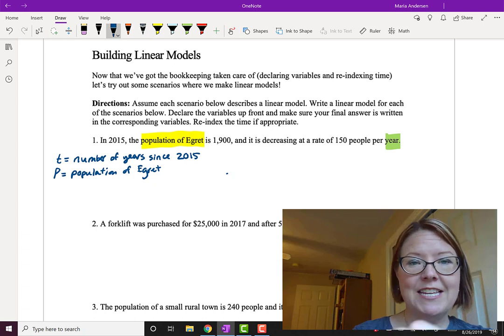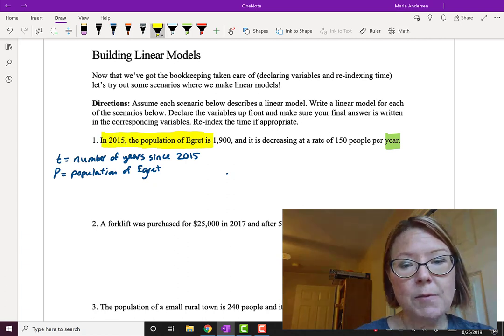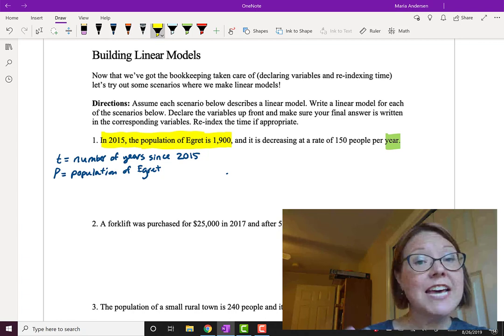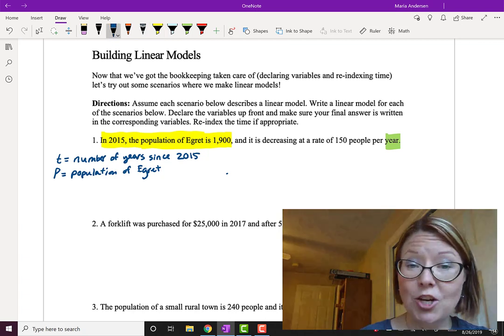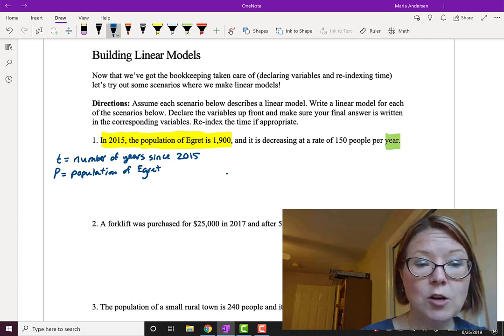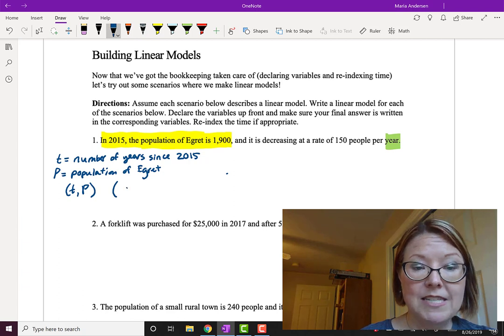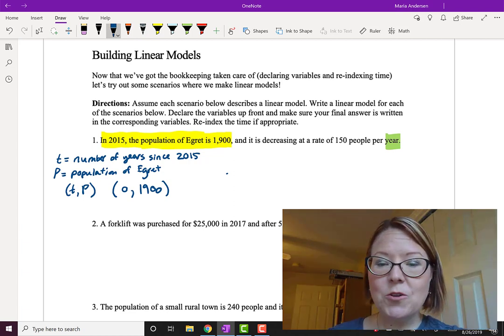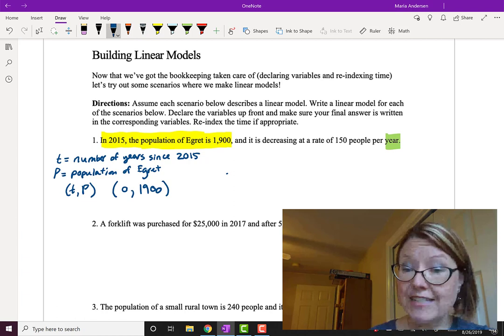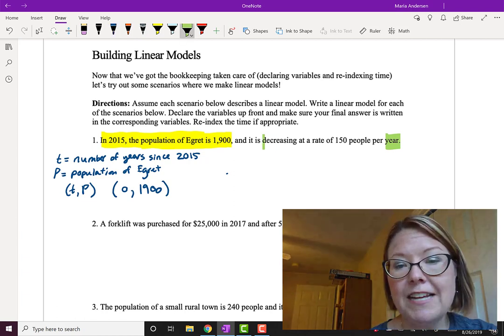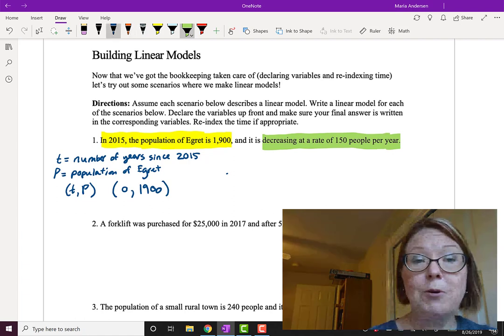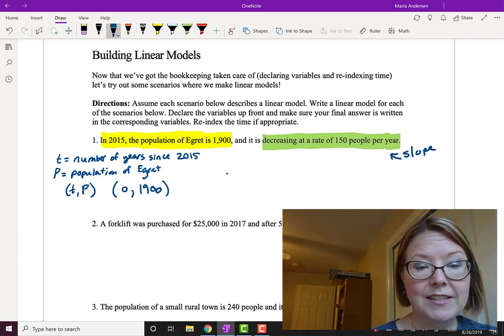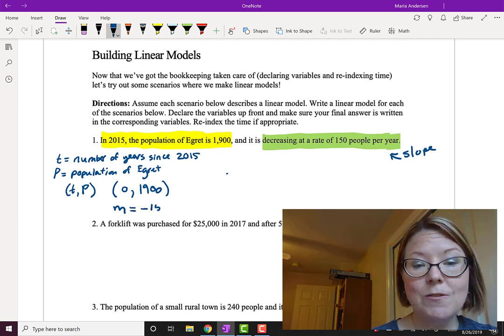That first phrase in the problem, in 2015, the population of egret is 1,900. That's a pair of data. So we know that our linear model passes through the point, and our points are going to be represented as t, p. So it passes through the point 0, 1,900, because 2015 is 0 years since 2015. Now, we also know that the population is decreasing at a rate of 150 people per year. That decreasing rate of 150 people per year, that is the slope. And the slope, lowercase m, is negative 150.